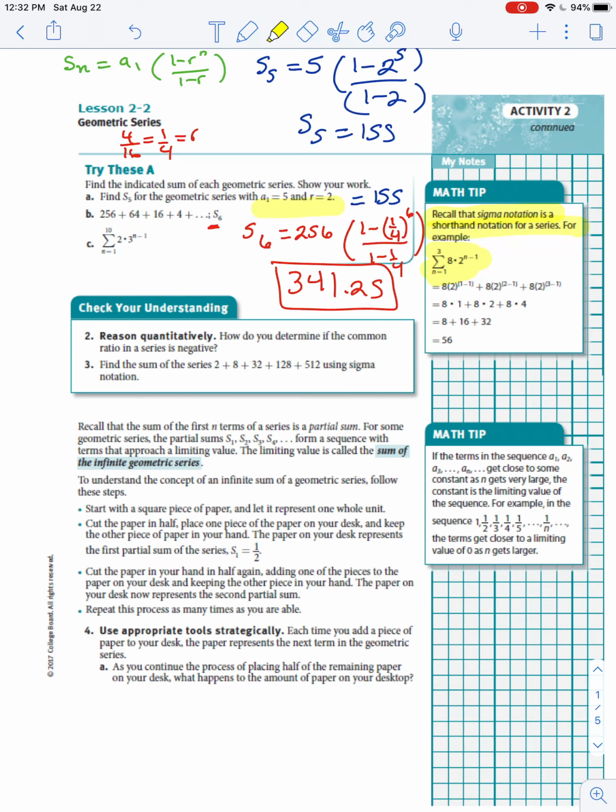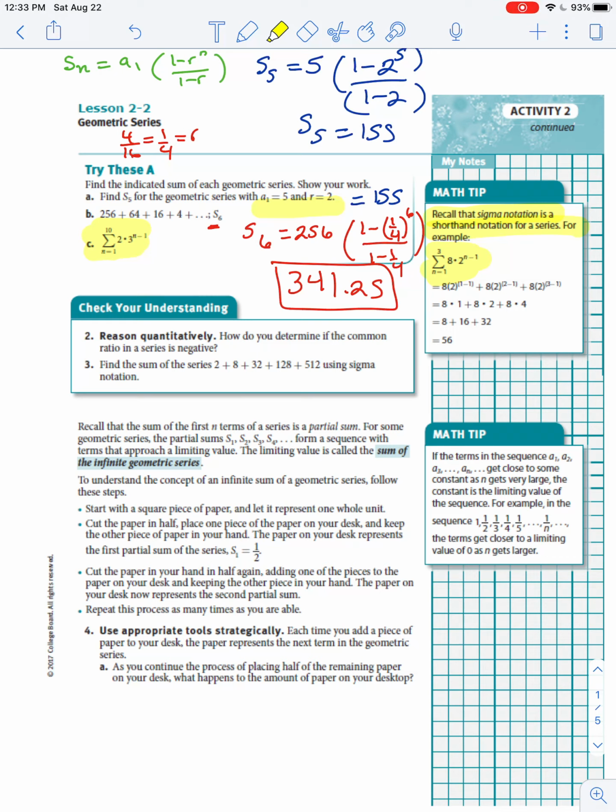But part C is a little different. It's got terms 1 to 10, and I don't want to plug in all those numbers and then add all those numbers together. So instead, I'm going to plug in to find the first number, and then I'm going to plug in to find the 10th number. And then that'll help me find the sum of my first 10 terms.